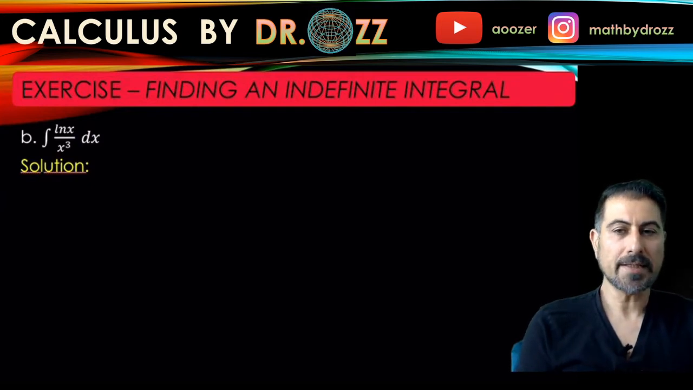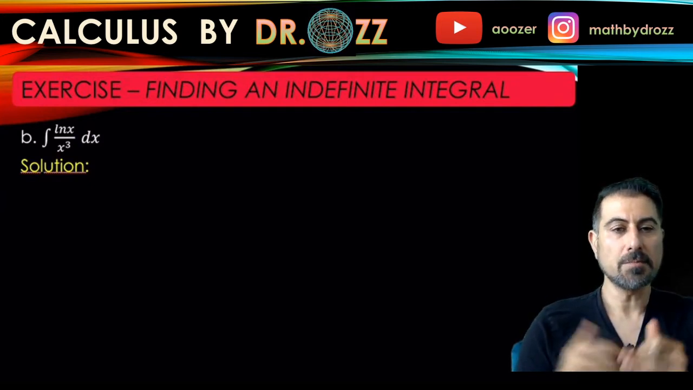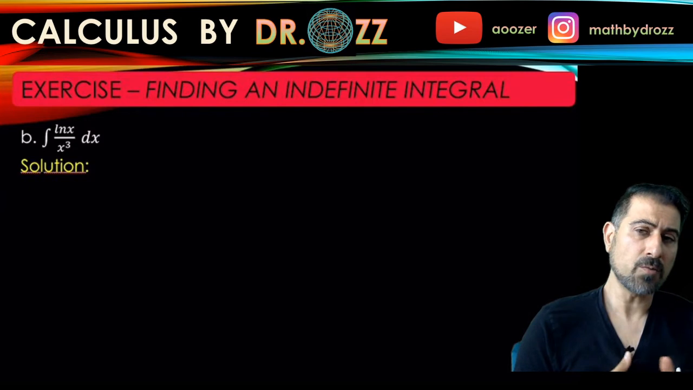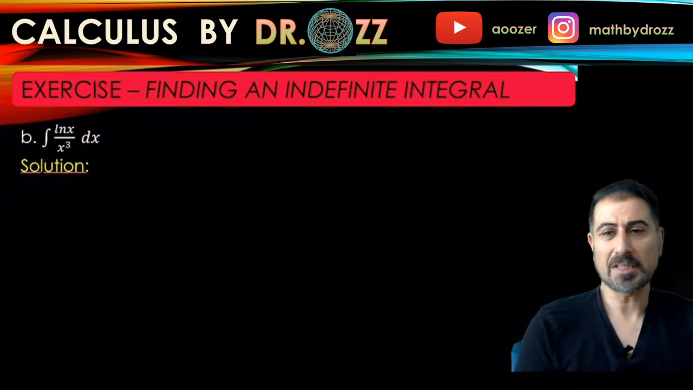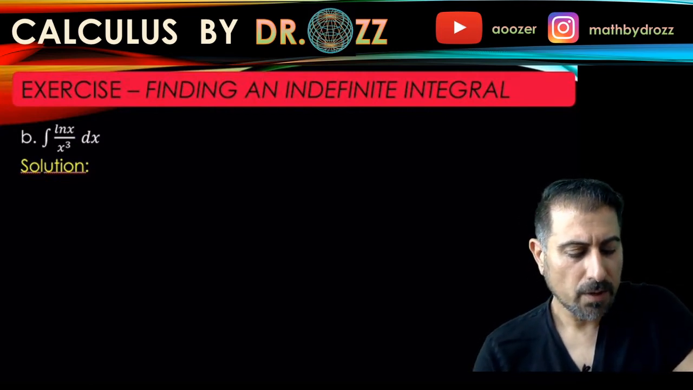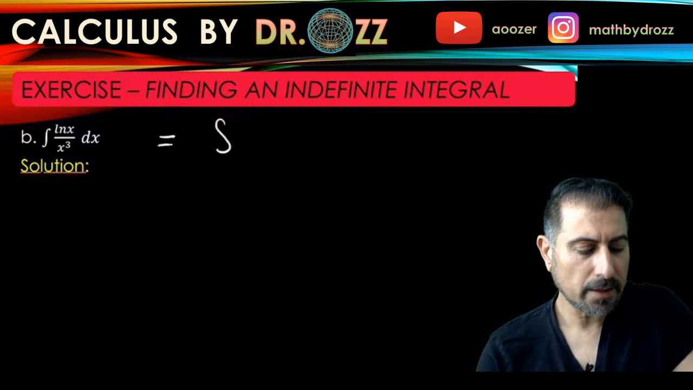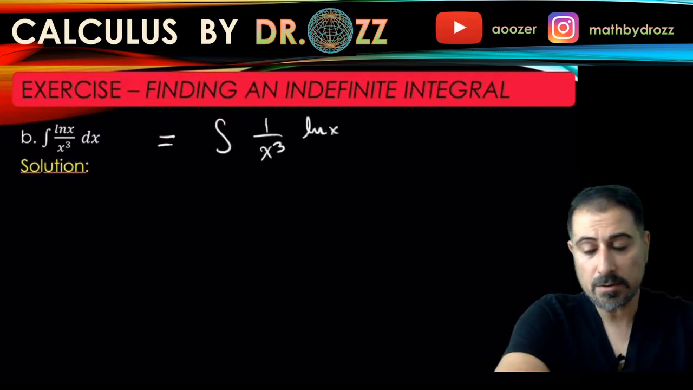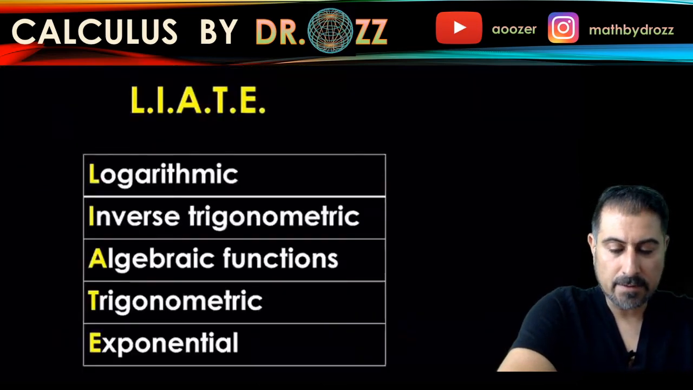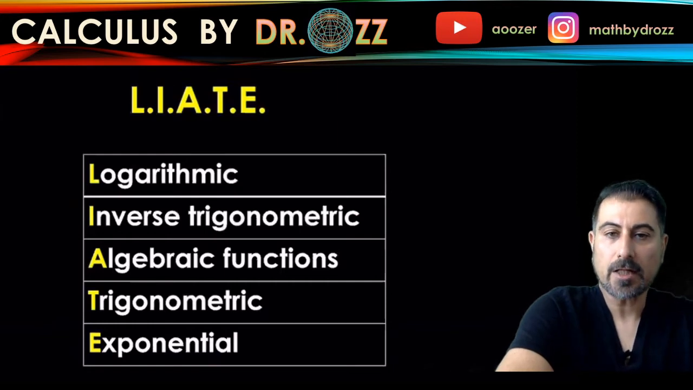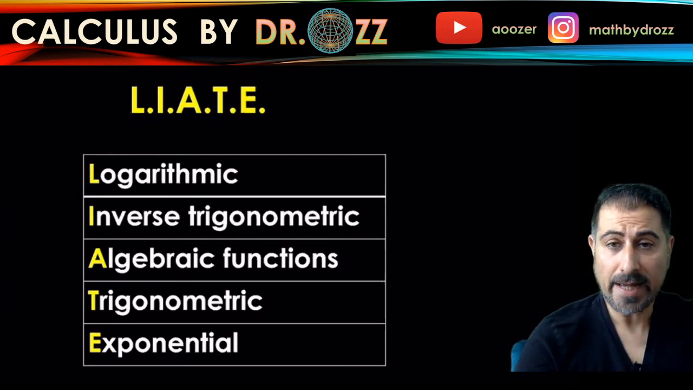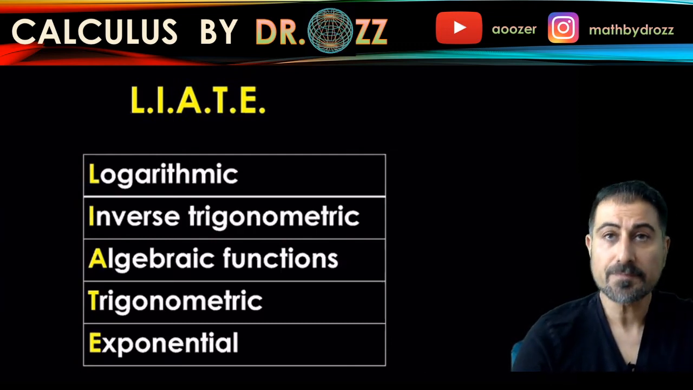Calling u to be ln x is not going to help, because du is going to be 1 over x dx, but I have 1 over x cubed in the bottom. How would you get rid of x cubed in some sense? So I think we should rewrite this as 1 over x cubed times ln x dx, and then we should probably rely on our acronym, which is LIATE. So we have logarithmic, inverse trig, algebraic, trig, and exponential. So what sort of functions do we have? We have algebraic, which is 1 over x cubed.